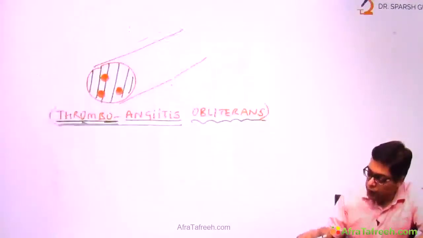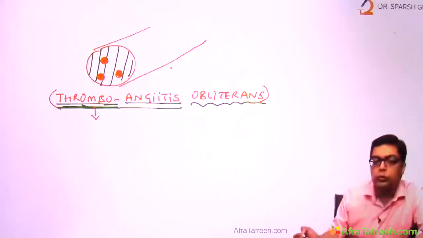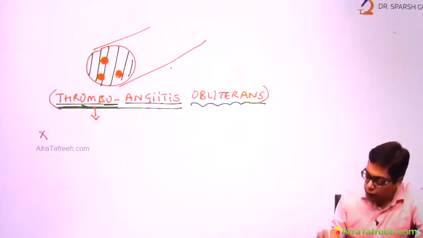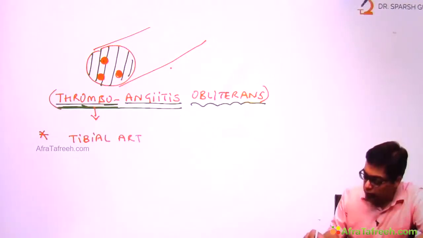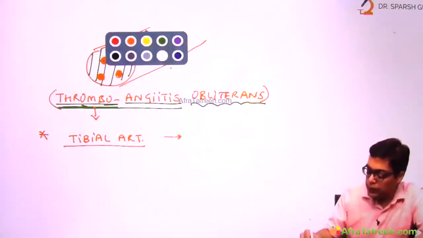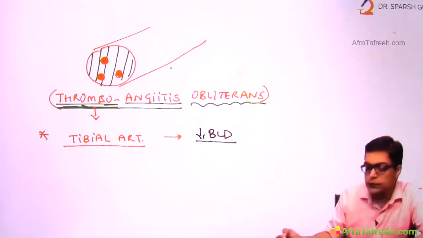Why do we need to talk about that? Because this kind of lesion characteristically and most commonly causes involvement of the vessels in both upper as well as lower limbs. One of the commonest vessels affected in these patients is a vessel of the lower limb, the tibial artery. Because of the involvement of the tibial artery, the patients get a reduced volume of blood in the lower limb muscles.